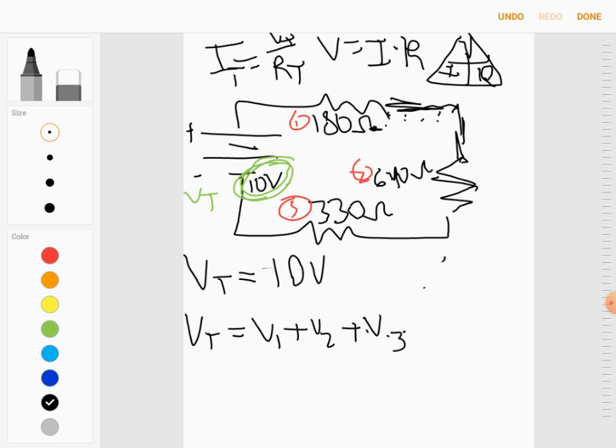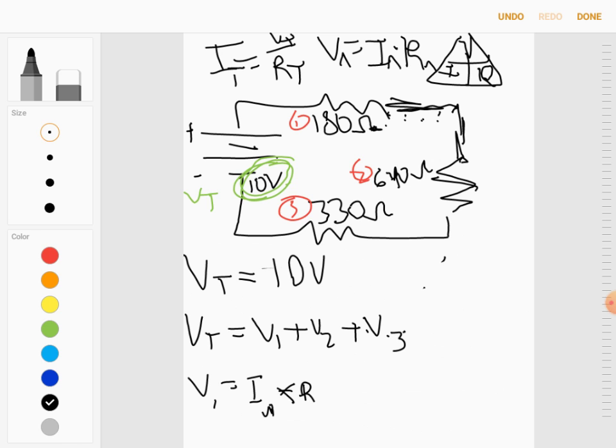So what is V? We can plug in any number, so for V1, V2, or V3. Let's start with V1. V1 is going to equal I1 times R1.